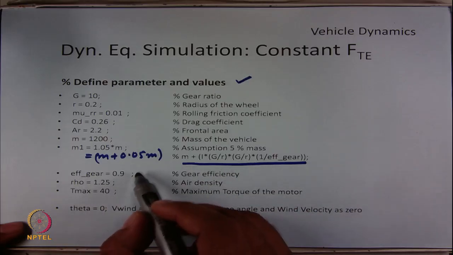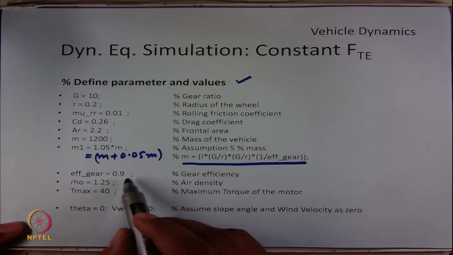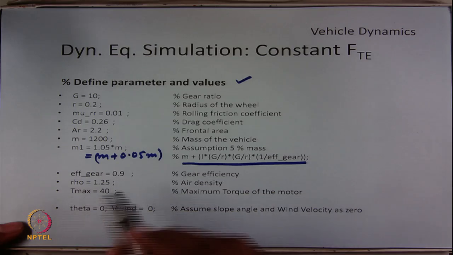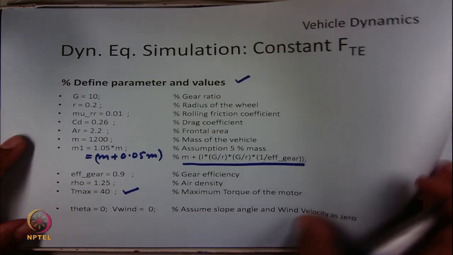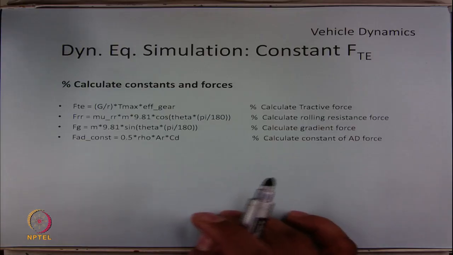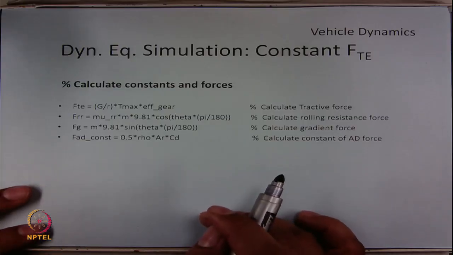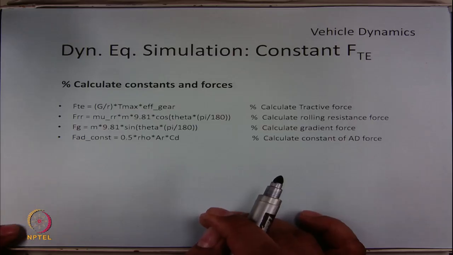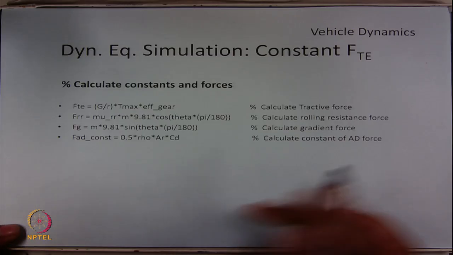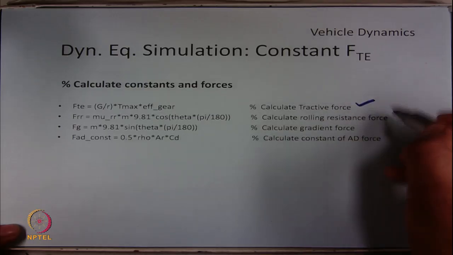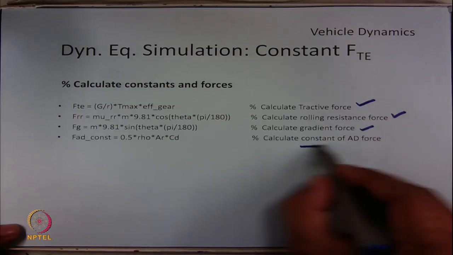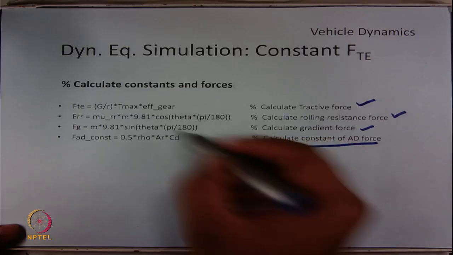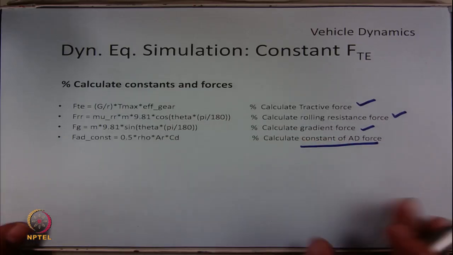Efficiency of gear, let us take as 0.9, rho 1.25. The maximum torque of the motor is 40 Newton meter, and the slope angle is 0 and the wind velocity is also 0. So, after defining all the parameters and their values, we can calculate the tractive force, rolling resistance force, gradient force, and the constant of aerodynamic force using the formulas. So, these are simple formulas we have seen.